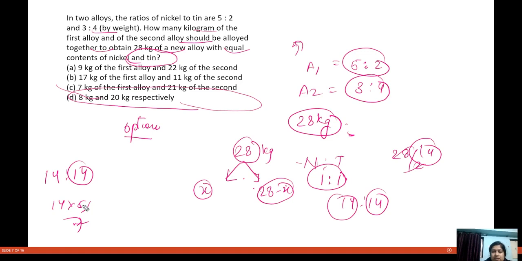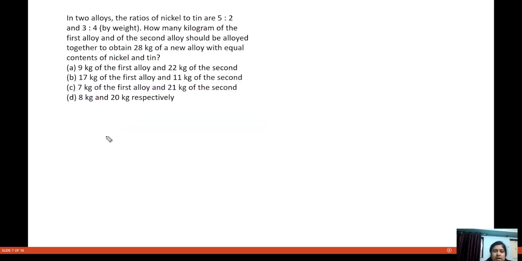Now you will check the options, because you anyhow have to calculate some nickel and tin, and you just have to look for these values. So when you look for these values, you get it in this option. How did we get it? Obviously, in 7 kg, 5 by 7 amount of nickel will be there. You cannot do 5 by 2, this will be wrong. This is the ratio, right?